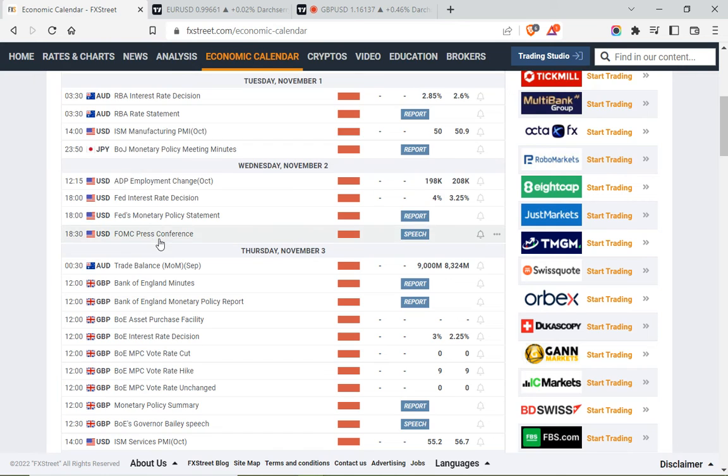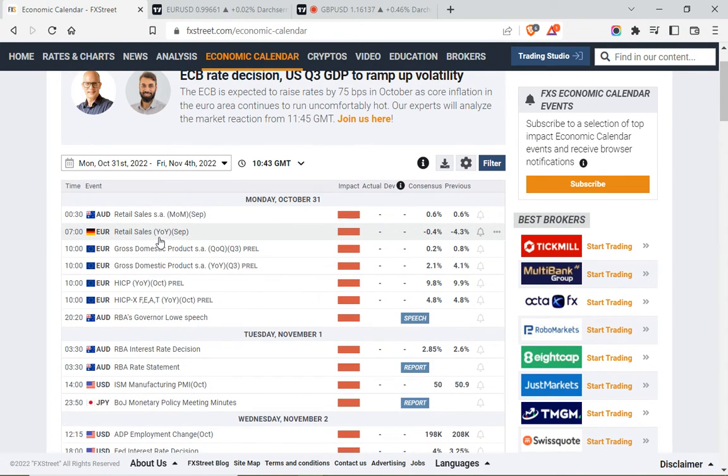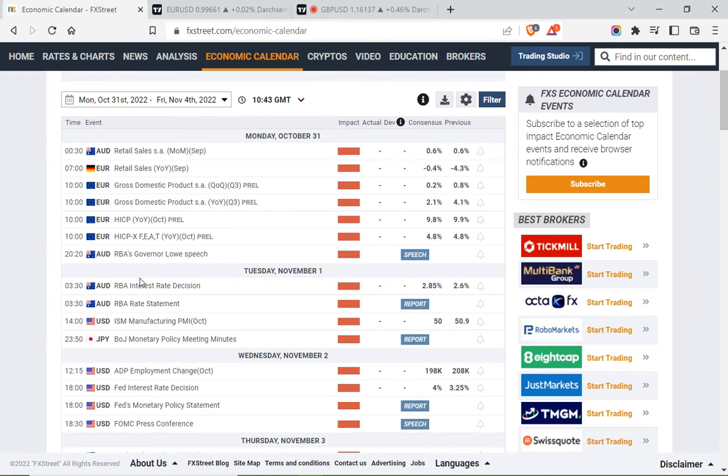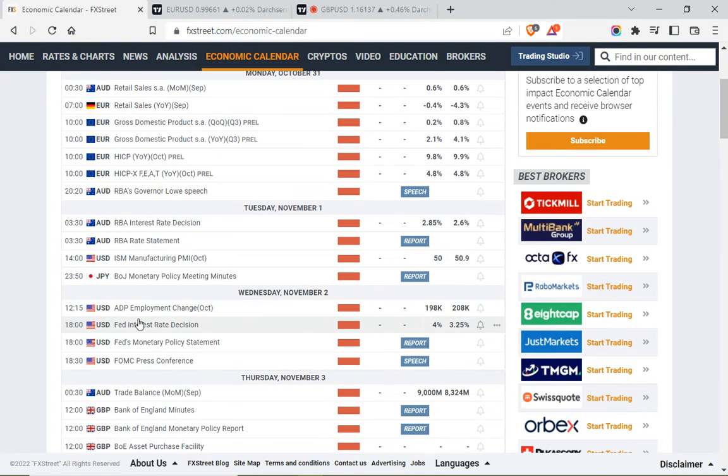So on the economic calendar, we have quite a lot of events that are likely going to be affecting the GBPUSD. Well, on Tuesday, we have the ISM manufacturing PMI. Then on Wednesday, we have the ADP employment change. We have the Fed interest rate decision, which is a very significant event. We also have the Fed monetary policy and the FOMC. These are all major events for the dollar on Wednesday.